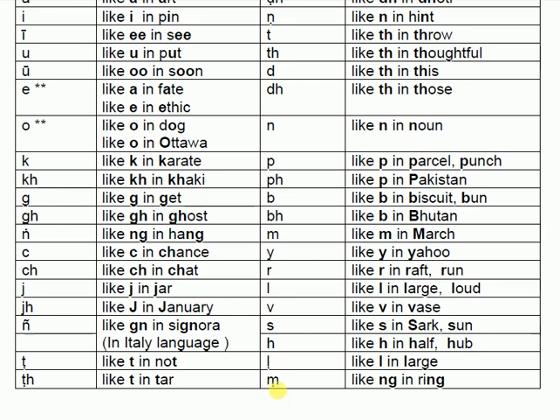Then L with dot marks in downside. It's pronounced like L in large, la, la, large. And M, M with dot mark in downside, it's pronounced like NG in ring, ring, ring. Alright.